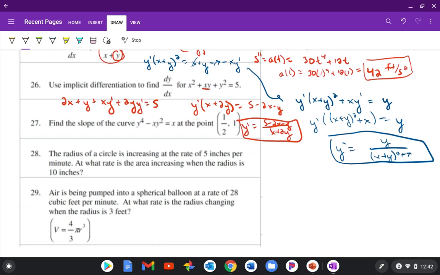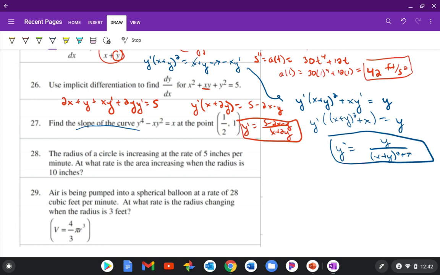Right. The next one, we're also going to be using implicit differentiation. It's supposed to find the slope of the curve. So think derivative when you see slope of this equation. It's got extra y's in there, so we know we're going to be doing implicit differentiation. And then we're just going to plug that point in when we're done for x and y. So let's go ahead and find the implicit derivative.